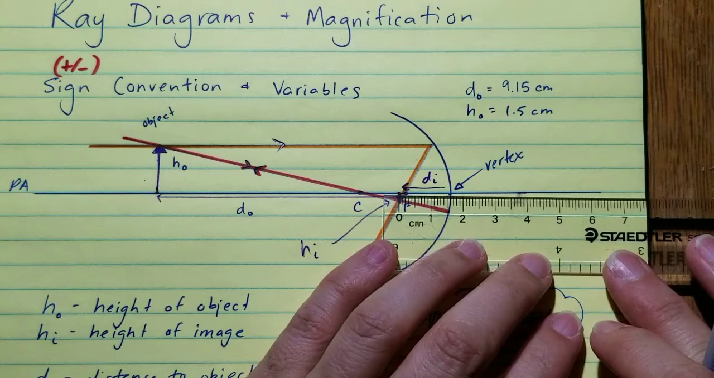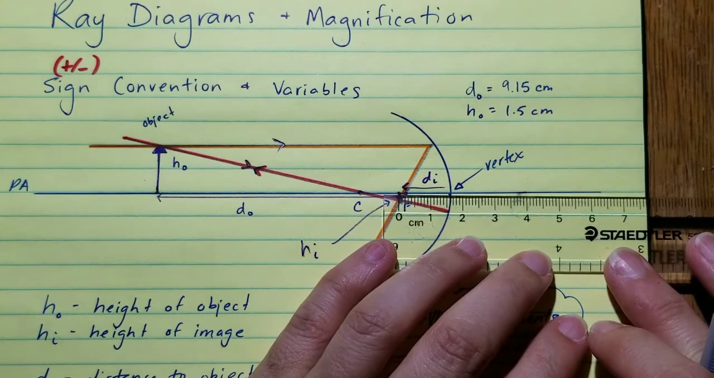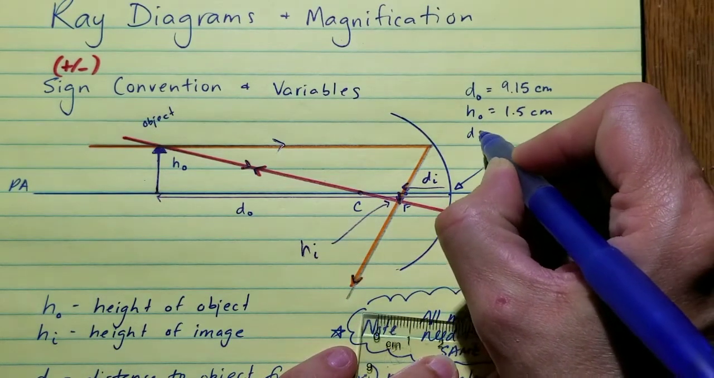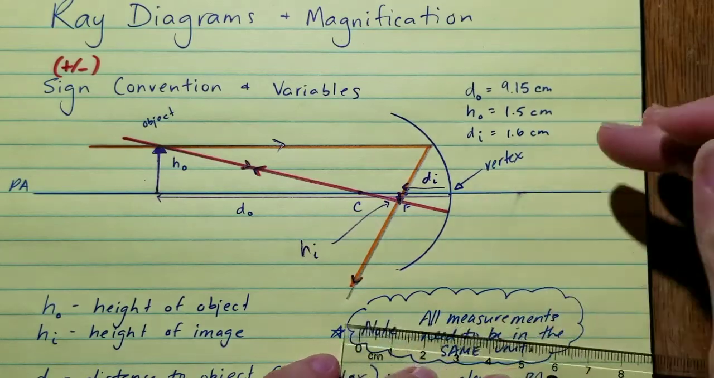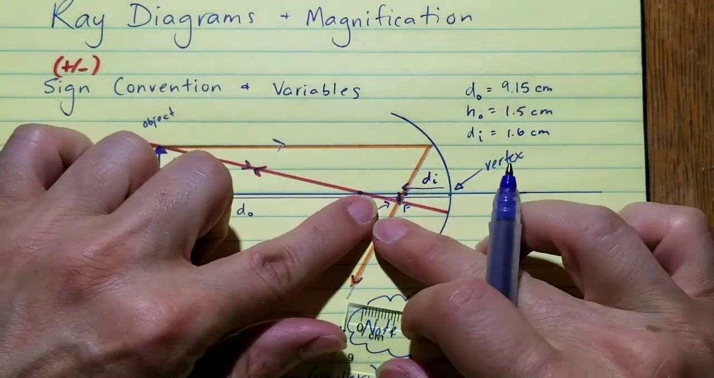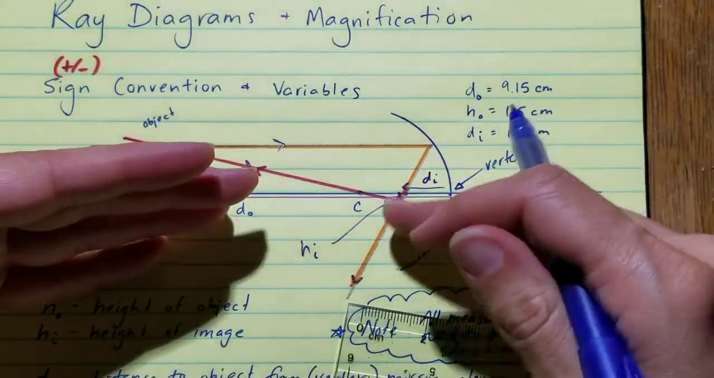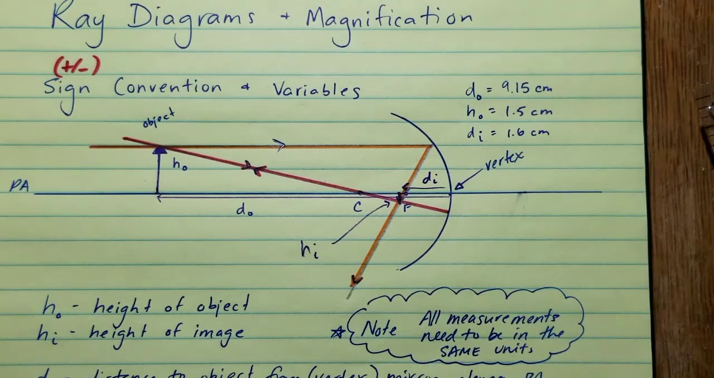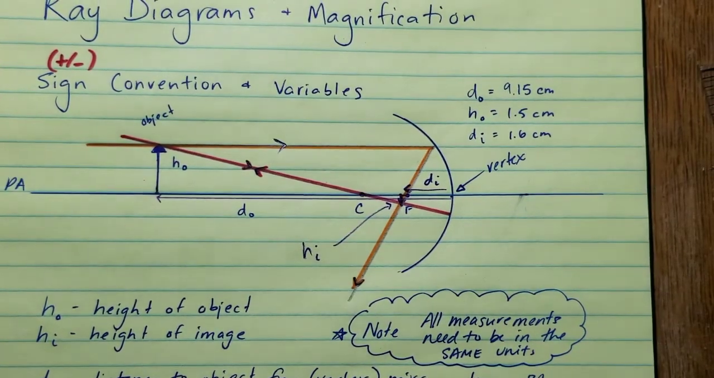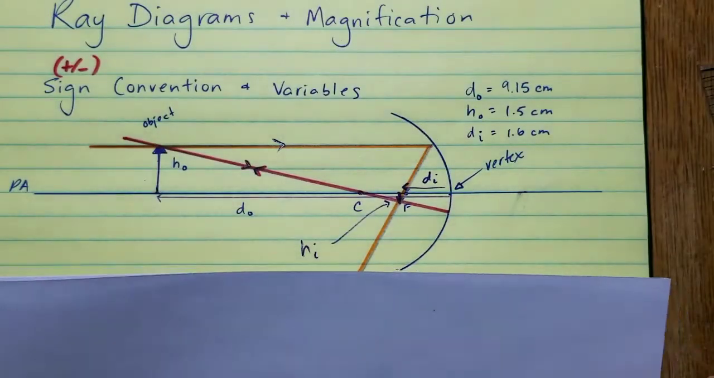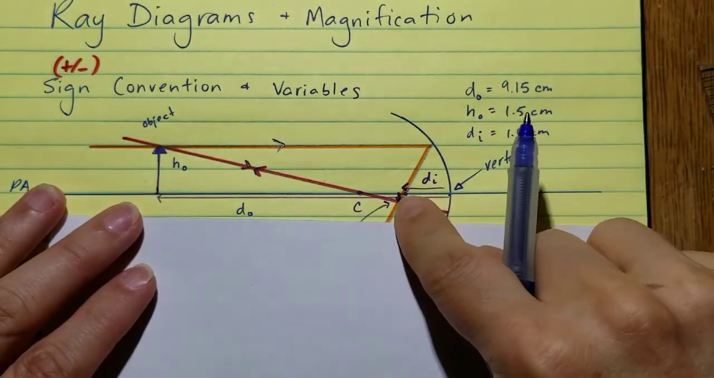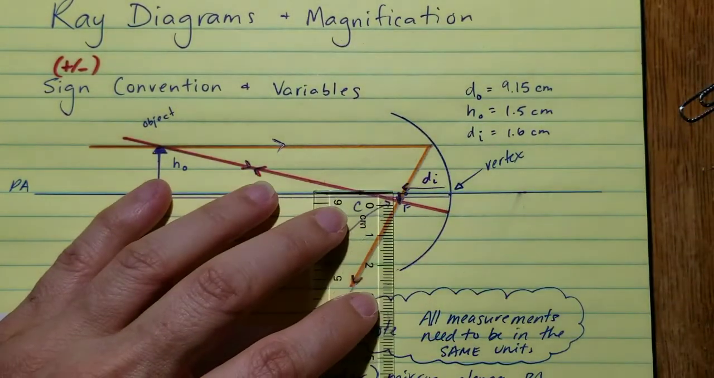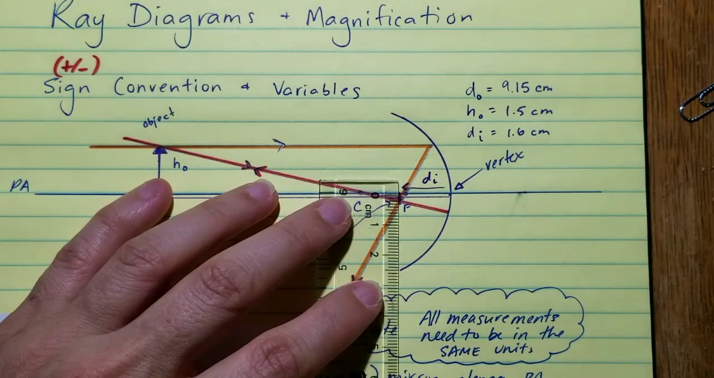So let's go ahead and do this. Distance to my image is 1.6 centimeters. Now, that is a real measurement because these rays actually do cross. If these were dotted lines, then that distance would be a negative value. So what we'll do is I'll just take a separate piece of paper here, and I'm going to use my equation and see what that height should be. It should come out to be negative, and it should approximately come out to be a couple millimeters, maybe 3.